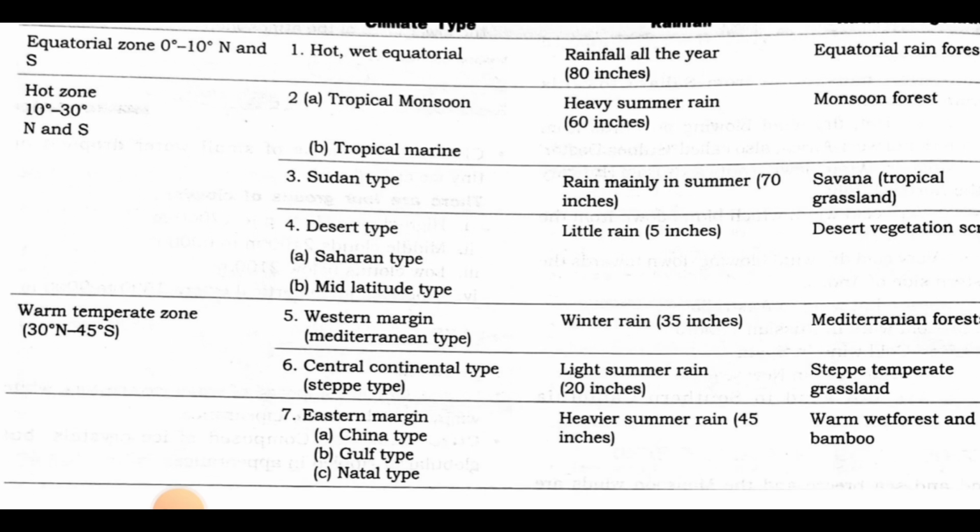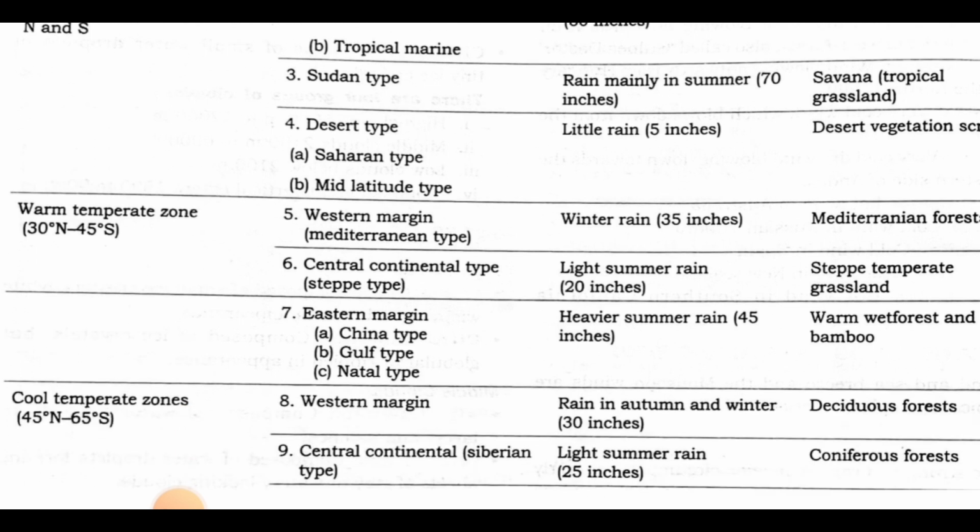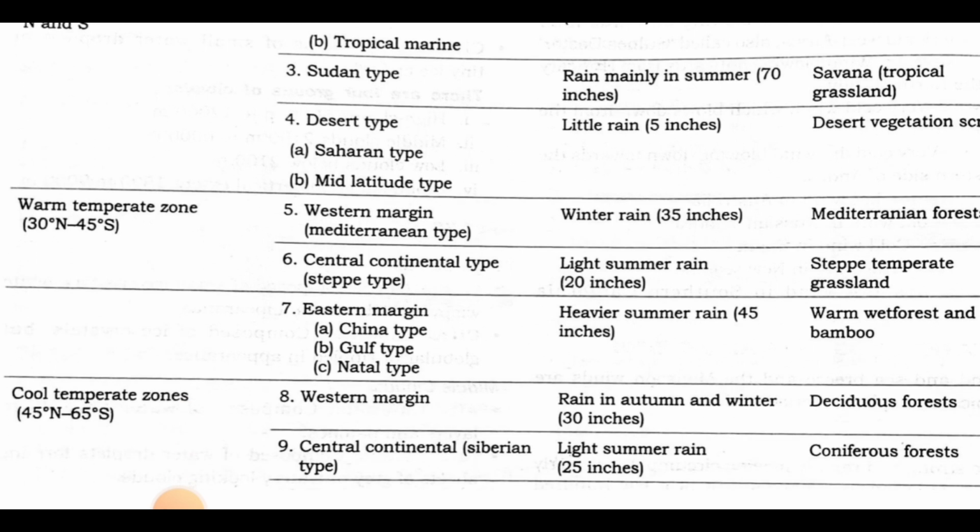Hot zone, 10 degree to 30 degree north and south: tropical monsoon, tropical marine, heavy summer rain 60 inches, monsoon forest. Sudan type: rain mainly in summer 70 inches, savanna tropical grassland. Desert type, Saharan type, mid latitude type: little rain 5 inches, desert vegetation.